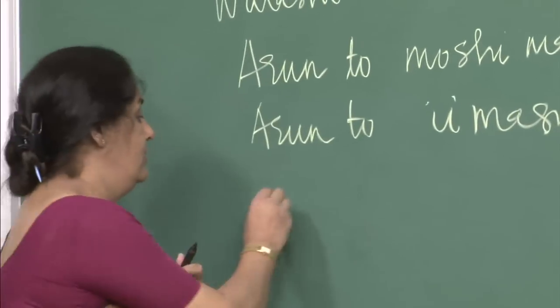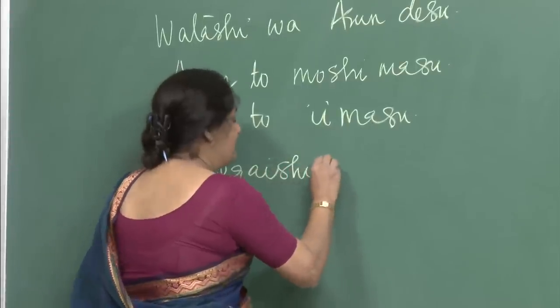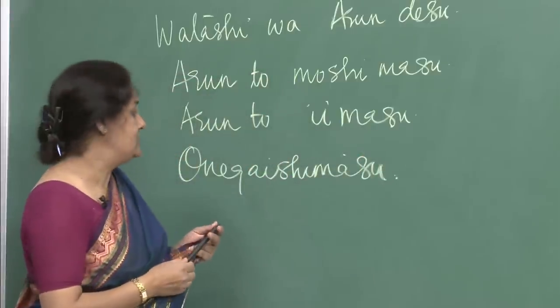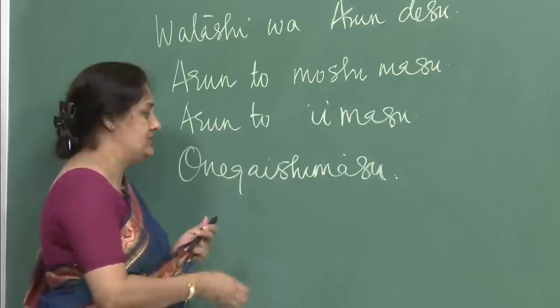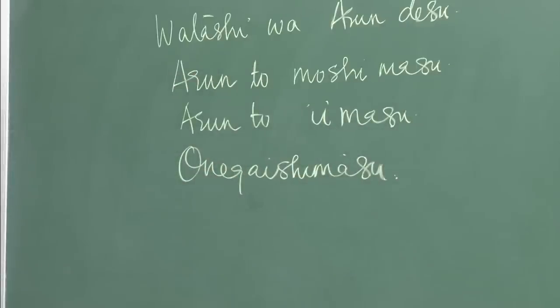Mariko-san onegai shimasu. So, now onegai shimasu is actually a request. It means please do as the verb says. It is a request. You make a request to the listener to do as the verb is saying, onegai shimasu.